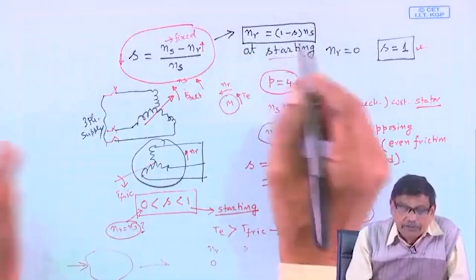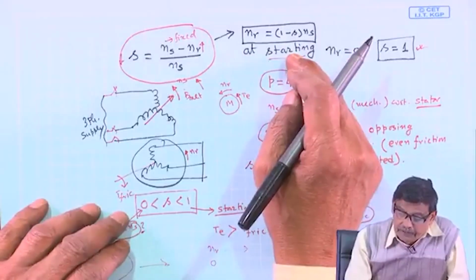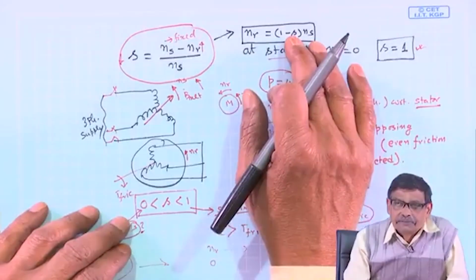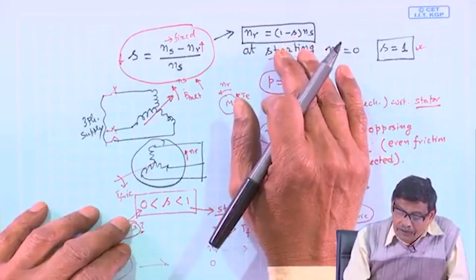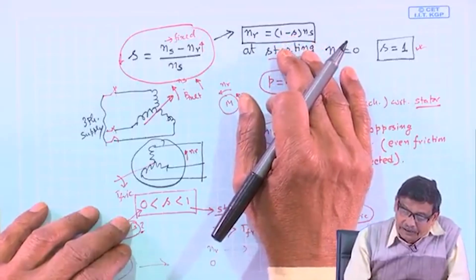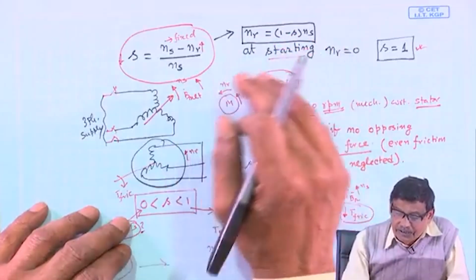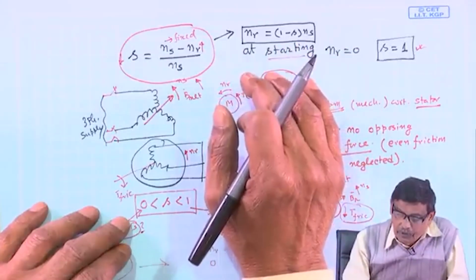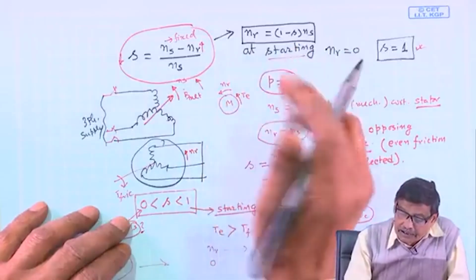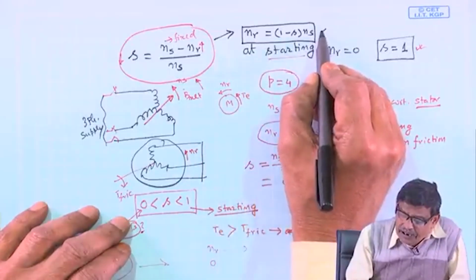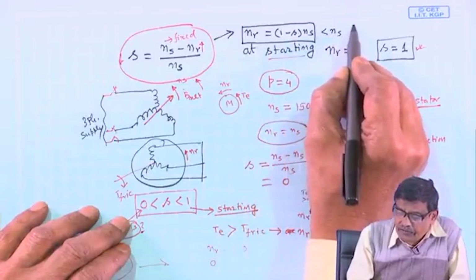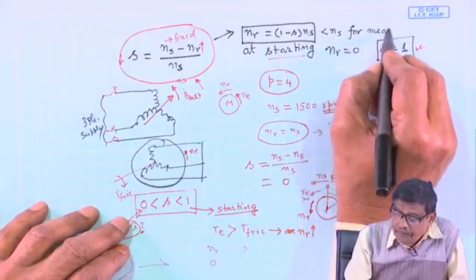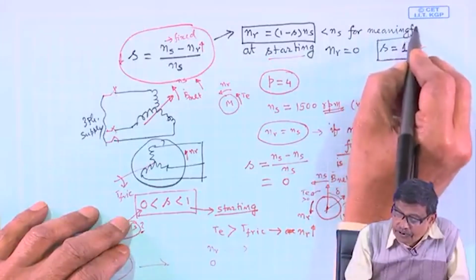When s equal to 1, it will be 0 rotor speed. But a rotor in a practical machine cannot run at Ns, because in the presence of an opposing torque, before reaching Ns, it has to settle down to some lower rpm, lower than Ns. So, Nr is this, and it will always be less than Ns for meaningful motor operation.